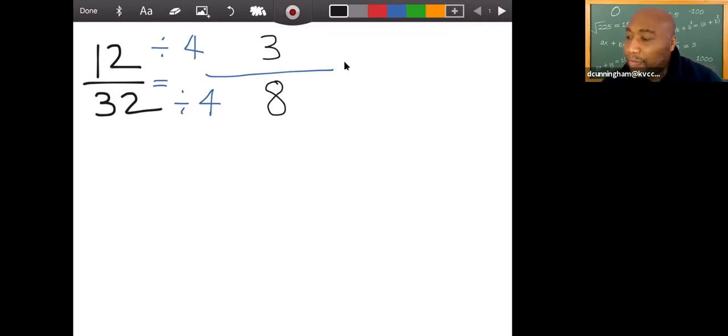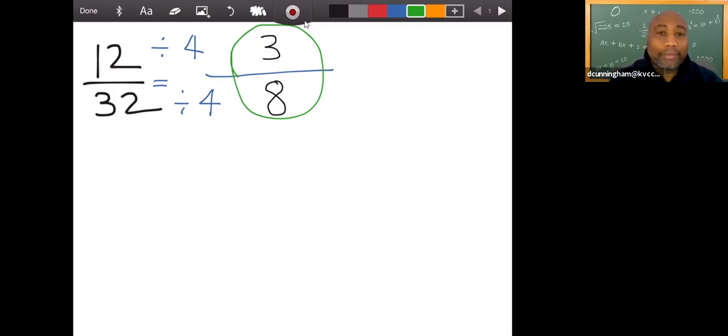A lot of times, if you get the greatest number that can go into both of them, you do not have to do any extra steps. It can alleviate one or two steps. And we end up with the same answer, 3/8.